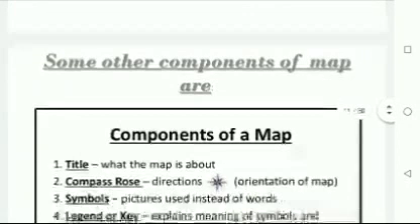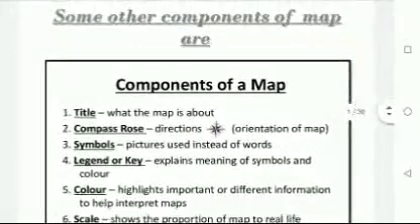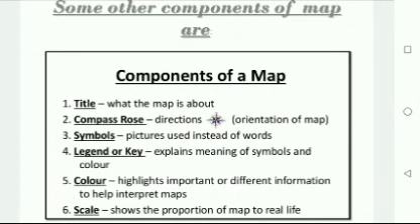Apart from these three components, there are a few other components of a map as well. They are the title, which shows the name or the topic on which the map is based. We have the compass to show the direction. We have symbols to show what each of these symbols signifies. Legend or key, which is used to explain the different colors.